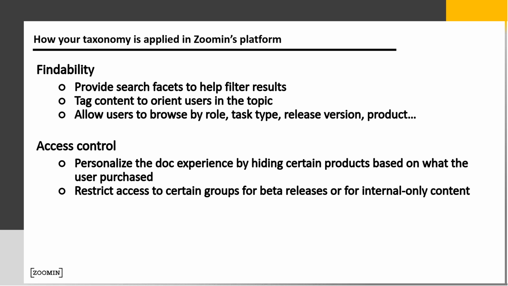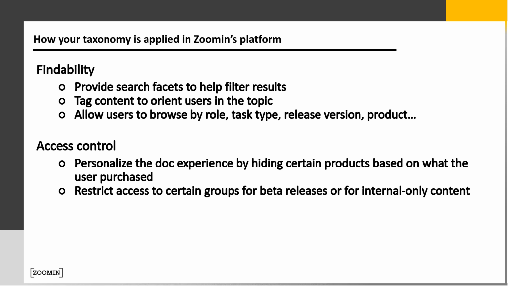In Zoomin, we also use it for access control. We can personalize the doc experience by hiding certain products. So say Amanda's customers only bought the AllStar. I'm not sure if AllStar is one, sorry. Yeah. They've only bought the AllStar line of blinds, then they will only see articles about that, because that personalizes it so they don't have to wade through content about the Duet line. I'm like a blinds expert now.